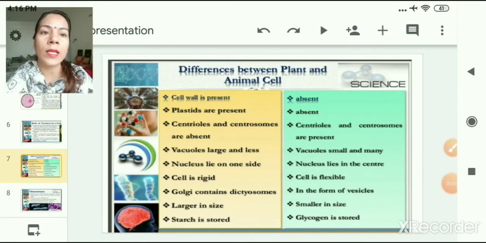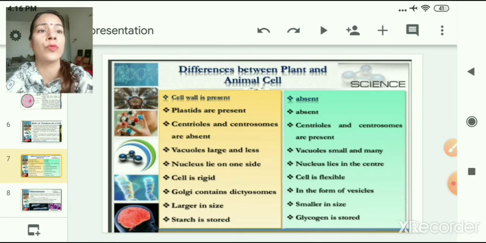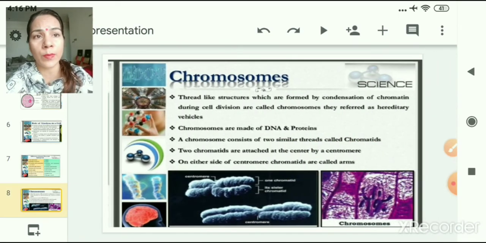The Golgi contains dictyosome in case of plant cell, whereas animal cell contain vesicles in them. Plant cells are comparatively larger in size and animal cells are smaller in size. Starch is the stored food material in case of plant cells, whereas in case of animal cell, glycogen is stored food. Now let us discuss about chromosomes.